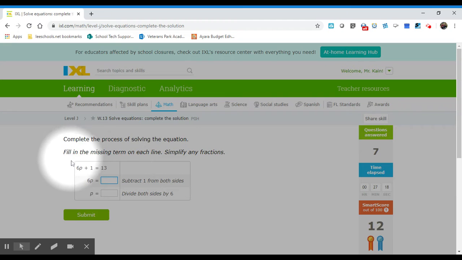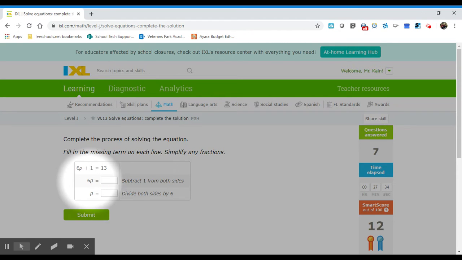Let's do another one like that. So 6p plus 1 equals 13. So what would you normally do? You would subtract the 1, right? Which is what they did. And it tells us that's what they did. Subtract 1 from both sides.